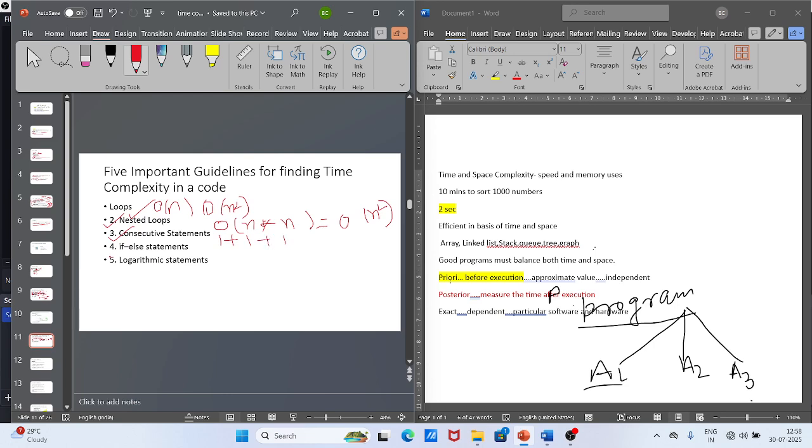Okay. Next one is if else. Take the complexity of the branch that takes more time. In an if else statement, whichever branch takes maximum time, when we calculate the time complexity, we take only the higher one. Okay. Next one is logarithm statement. When we want to calculate the time complexity of a logarithm statement, this often appears in divide and conquer strategies like binary search. This is order of log n.